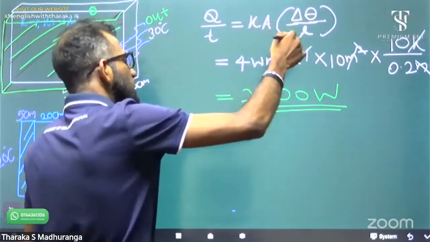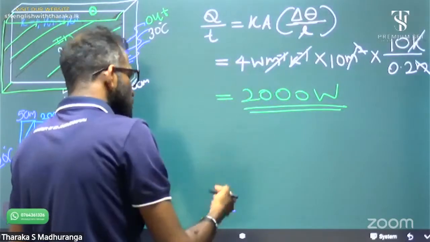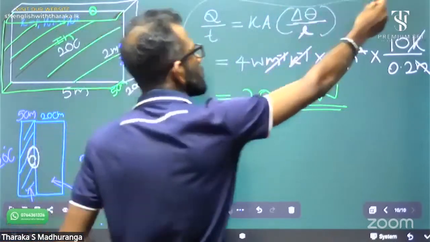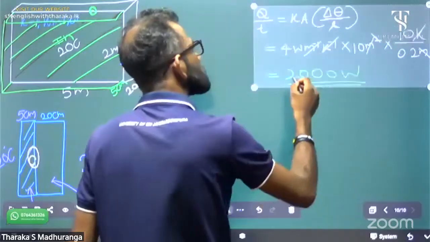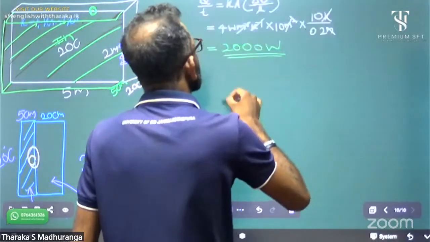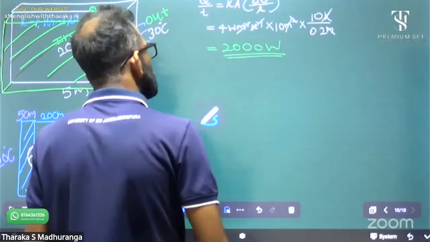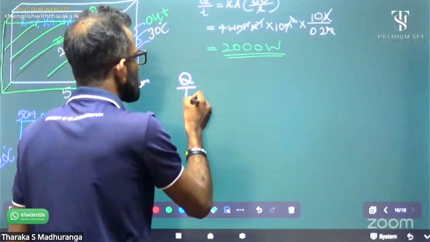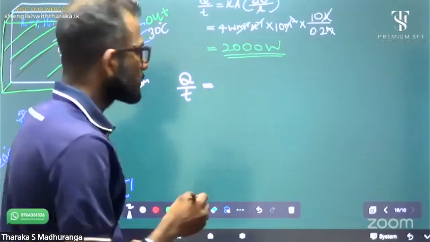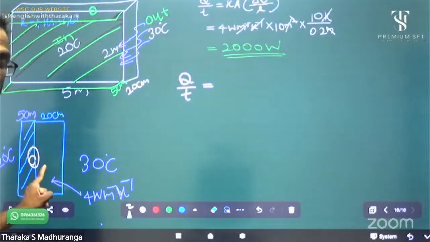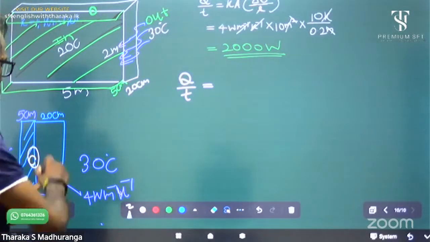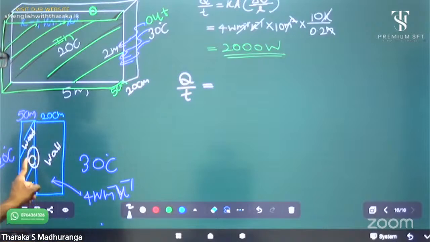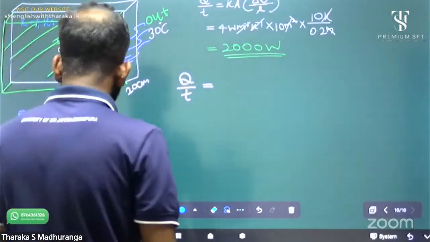Now, this is our basic equation. In the same question, no need to write down the equation again. I can directly start. I will zoom out this. The equation we previously got, I am going to directly substitute. Q over T. First, let's consider the wall. This is a wall, and this is a wood.